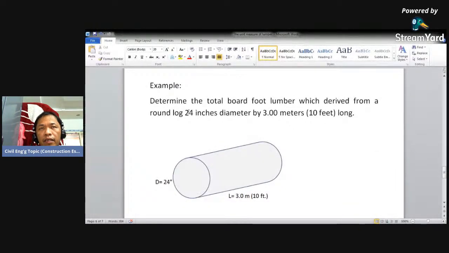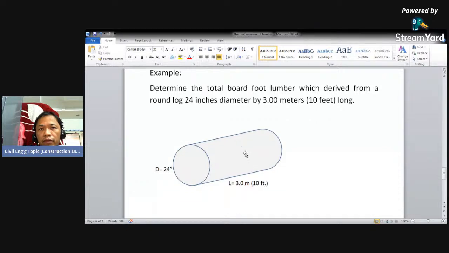Determine the total board foot lumber derived from a round log of 24 inches diameter. This is the smaller diameter of the log. So don't consider the big diameter. You should consider the small diameter of the log. By 3 meters, so the length is 3 meters. So you should convert it into feet. So 3 meters is equal to 10 feet. But the diameter should be in inches. So we'll compute the board foot.